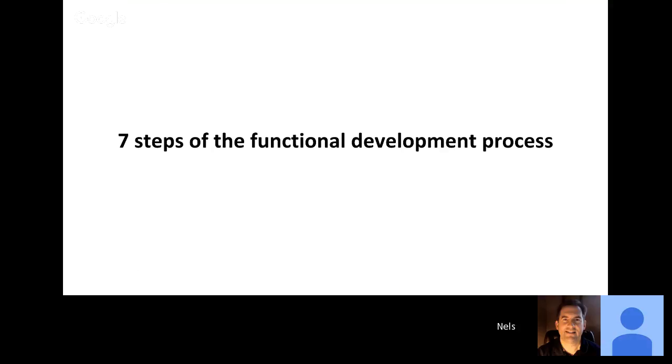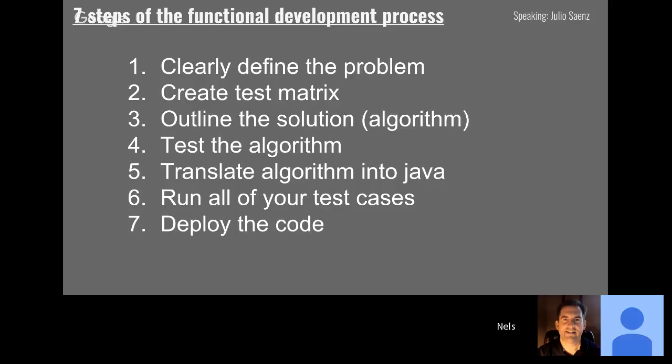So now we're going to review the 7 steps of the functional development process. So the 7 steps are: first, clearly define the problem. Second, create test matrix. Third, outline the solution or algorithm. Fourth, test the algorithm. Fifth, translate algorithm into Java. Sixth, run all of your test cases. And seventh, deploy the code.